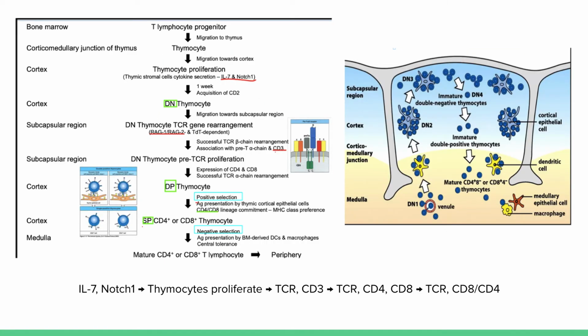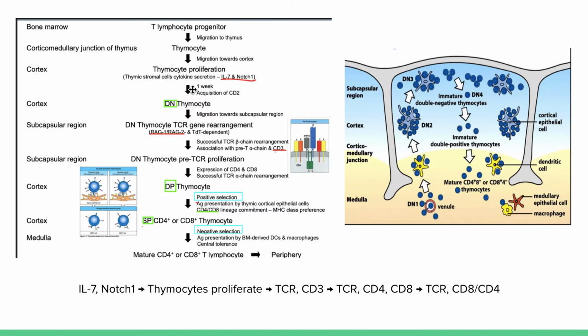Okay, how is this different from T cell differentiation? So T lymphocyte progenitor cells are in the bone marrow. They migrate to the thymus, okay? So in the thymus, they're called thymocytes, and they migrate towards the cortex of the thymus, and we start to see thymocyte proliferation. So one of the first things we see is thymic stromal cells, cytokine secretion, IL-7 and Notch1. So IL-7 and Notch1 is one of the first things we're going to see for thymocytes to proliferate.